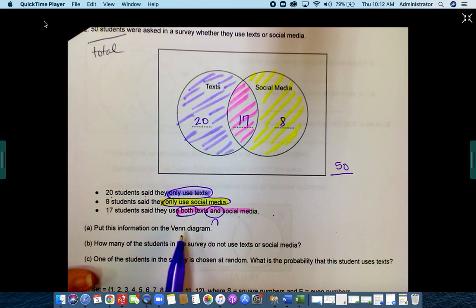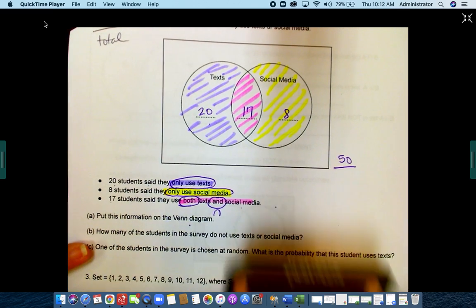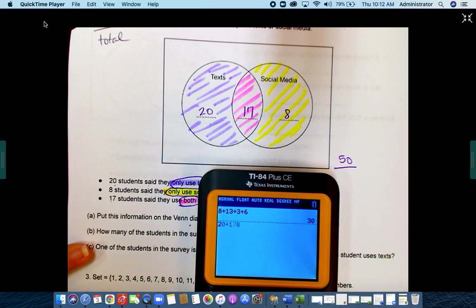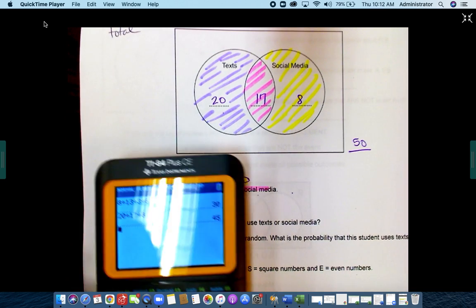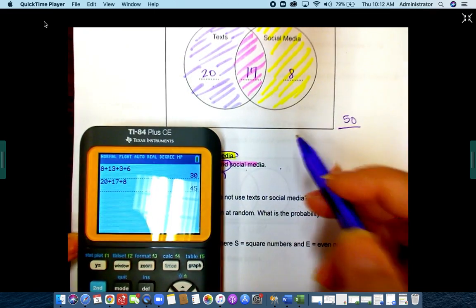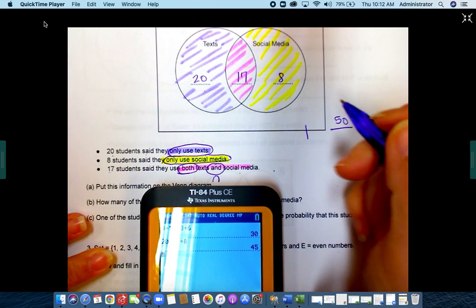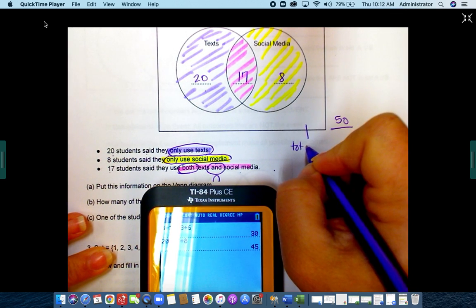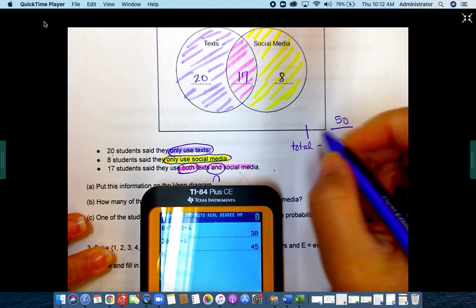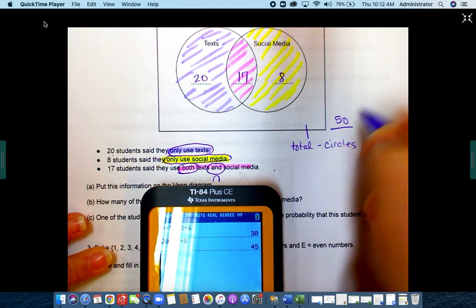So we put this information on the Venn diagram, but notice I should have a total of numbers that add up to 50. So does it? Does 20 plus 17 plus 8 add up to 50? No, because what? Some students don't use text or social media. Okay? So remember to find this, the students that use neither. Again, that's total minus all the numbers in the circles. Your total is here.